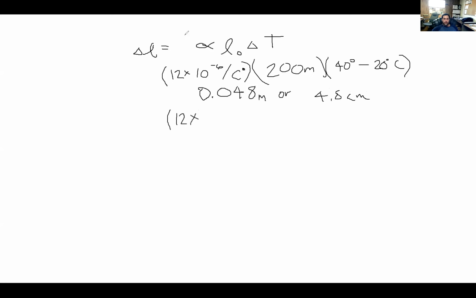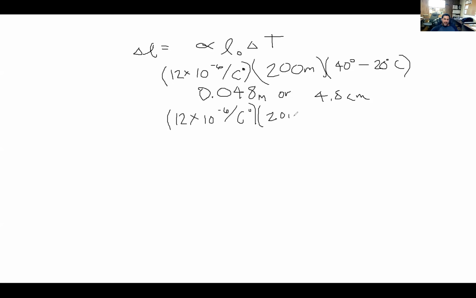Now, I just took the equation and rearranged it to get this. You can put that on your equation sheet to get change in length, right? Or you could use the first equation, get the new length and subtract the new length from the original length to get the change in length. So it's either one. You can have both on your equation sheet.